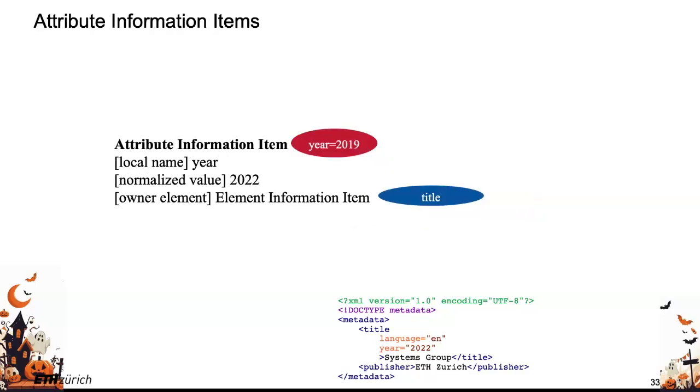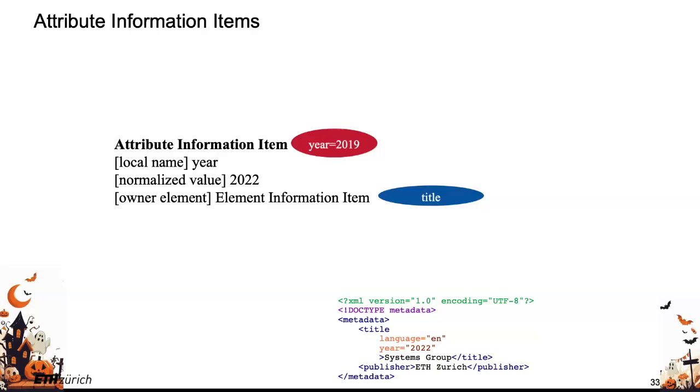Then we have an attribute information item. So for year 2022, should correct that. So the local name is year. Normalized value is 2022. Why normalized? Because you typically trim the spaces. If you have spaces at the beginning or at the end, you trim them. So that sort of thing. So this is why you normalize the value of the attributes, right? Get rid of the extra spaces.